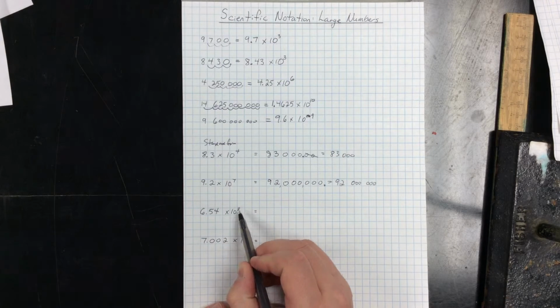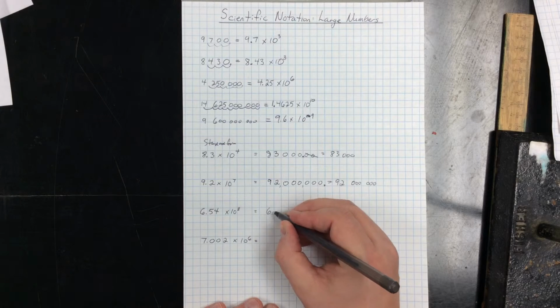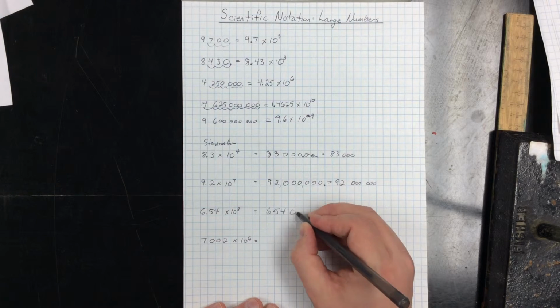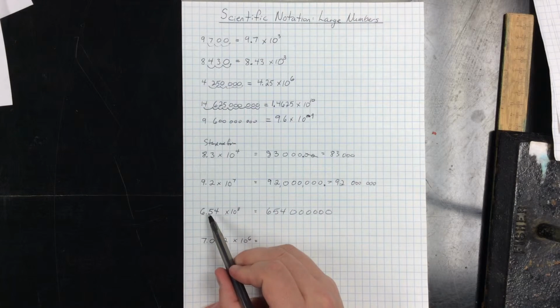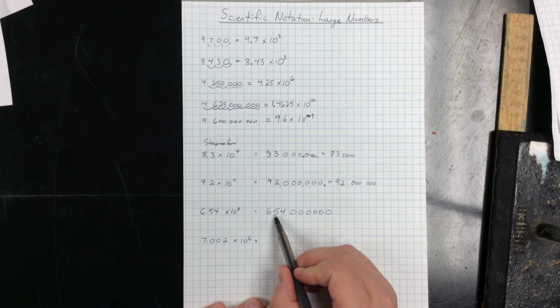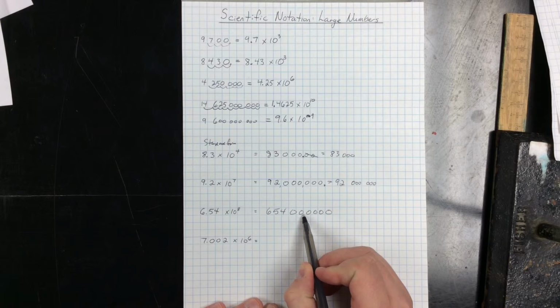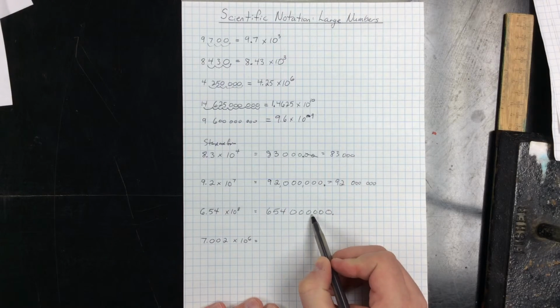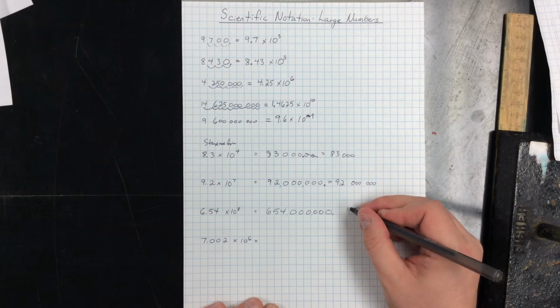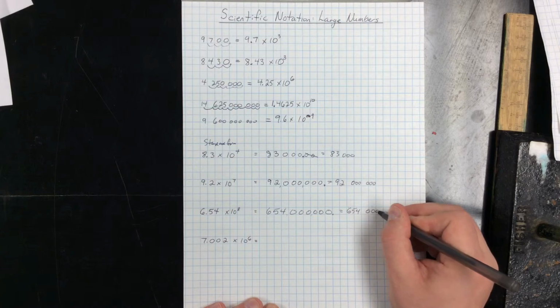6.54 times 10 to the power of 8. So I know it's going to be 6, 5, 4, and then a bunch of zeros. And I have to move it 8 times from its starting location. From here, 1, 2, 3, 4, 5, 6, 7, 8. So we are at 654 million.